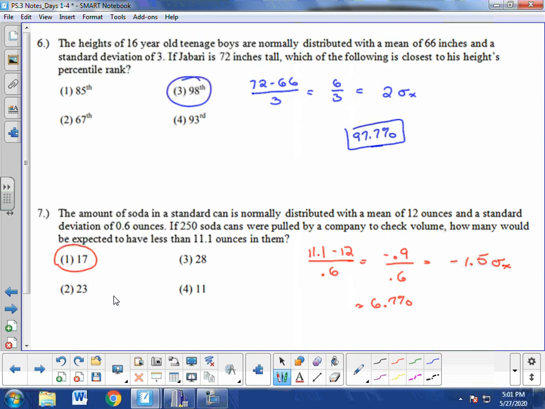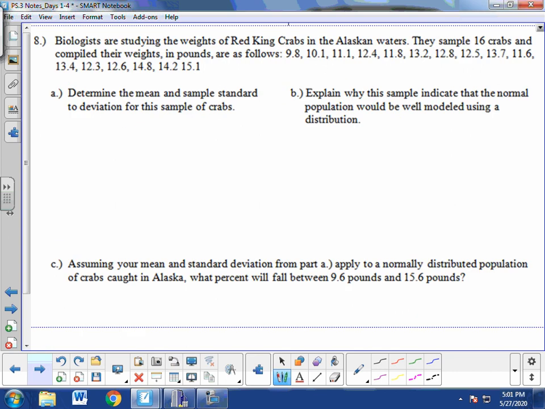So we can use, again, a normally distributed data set in this curve if we can figure out standard deviations from the mean to predict information about data points that we don't currently have. Now let's go a little bit further. Let's talk about samples. So in problem number 8, it says biologists are studying the weights of red king crabs in the Alaskan waters. They sample 16 crabs and compiled their weights in pounds, and they're listed as followed.